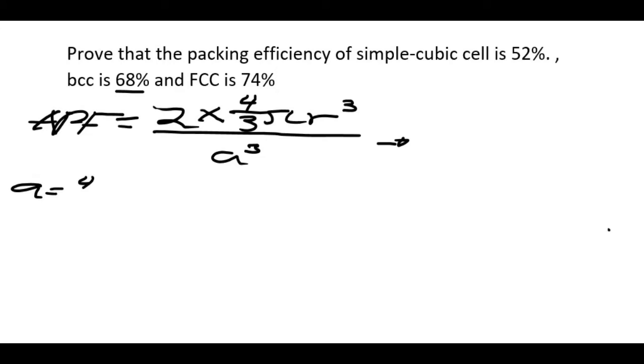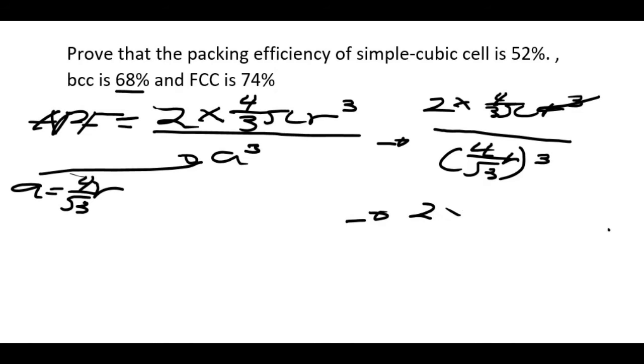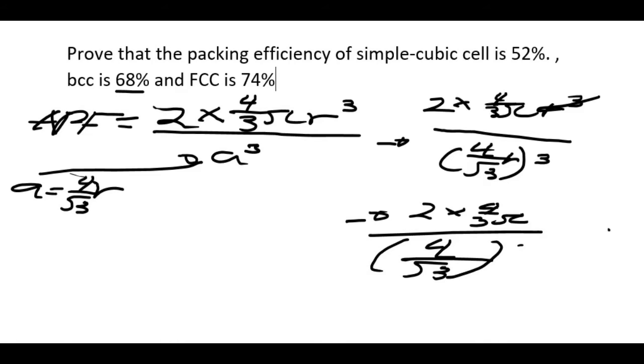a is equal to 4r over √3. There you go. So let's substitute this here. Oh yeah, I forgot the r. So 2 times 4/3 πr³ equals 3 root... it will cancel the r's. So it will leave us with 2 times 4/3 π divided by 4 over √3 cubed. So that would lead us to 68%.